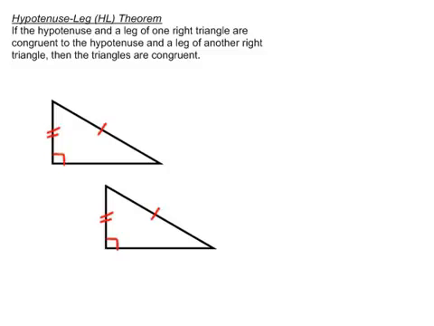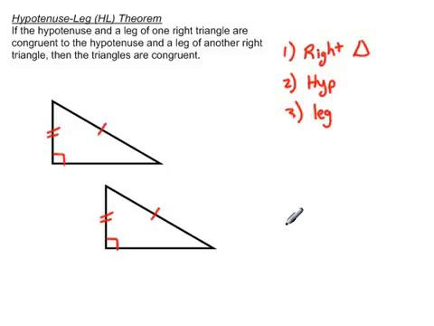Just like side, side, angle, and angle, side, we all had to have three parts in those. Well, here, even though it's only two letters, we still have to have three parts. The most important part we have to have is a right triangle. If we do not have a right triangle, then hypotenuse leg will never work. The second part, we have to have a hypotenuse, and then the third part, we have to have a leg.